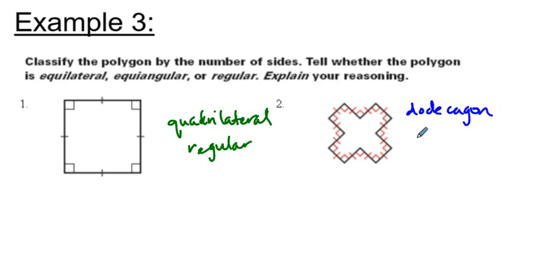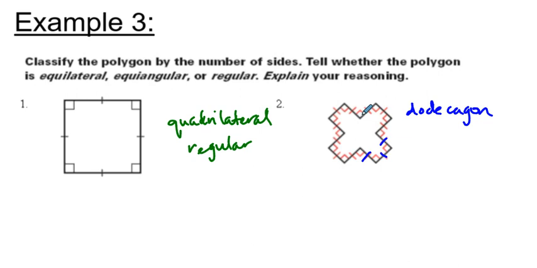It does have a name, but it just doesn't look like a typical polygon. Now, is it regular? Is it equal angular? Is it equilateral? We know it's equilateral because all the sides have the single tick mark on them, right? We can see that going around the shape. So they're all the same size. But is it regular?